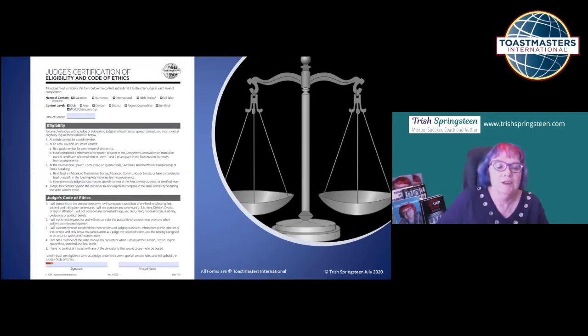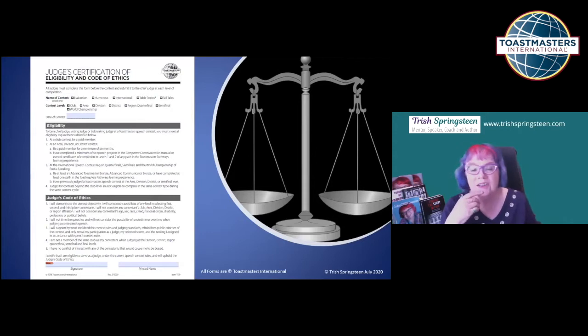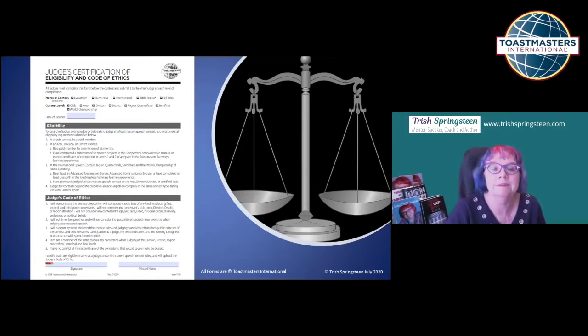Read it. Don't just casually sign it and print your name, as I'm sure some of us do with lots of forms. Actually read it and know what you are signing. Okay? And there's our clarification on there as well about the at-club contest. So you choose whichever you've got: evaluation, humorous, international, favorite topics, tall tales, whichever level it is. You've got your eligibility there.